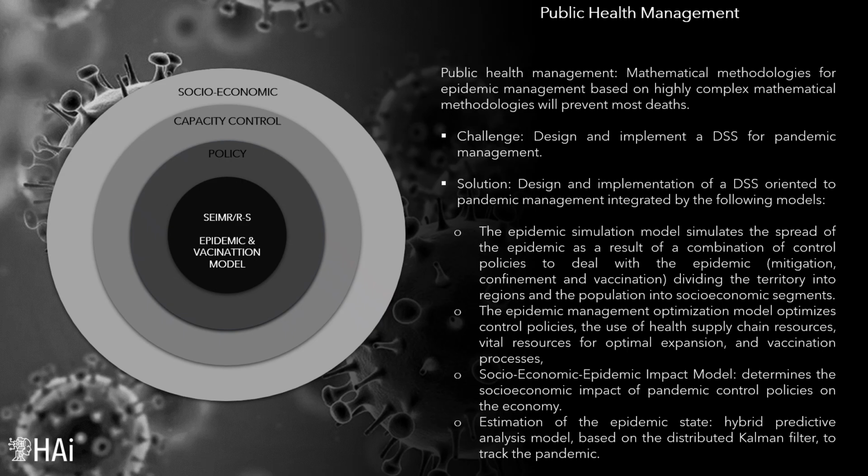The epidemic simulation model simulates the spread of the epidemic because of a combination of control policies to deal with the epidemic: mitigation, confinement and vaccination, dividing the territory into regions and the population into socioeconomic segments. The epidemic management optimization model optimizes control policies, the use of health supply chain resources, vital resources for optimal expansion, and vaccination processes. The socioeconomic epidemic impact model determines the socioeconomic impact of pandemic control policies on the economy. Estimation of the epidemic state: a hybrid predictive analysis model, based on the distributed Kalman filter, to track the pandemic.